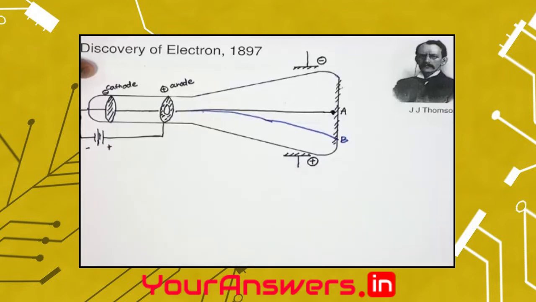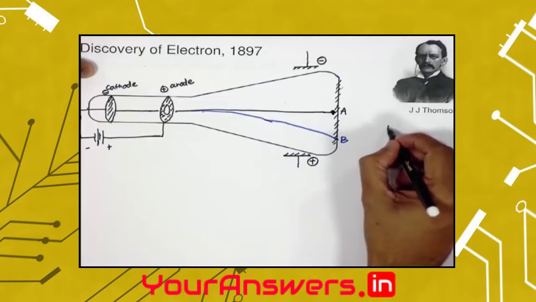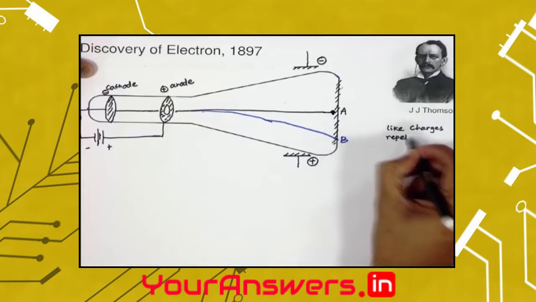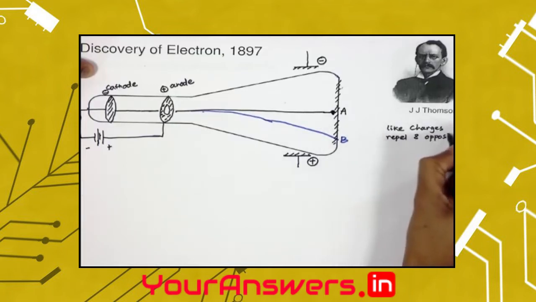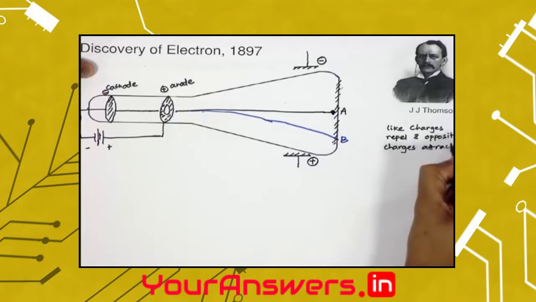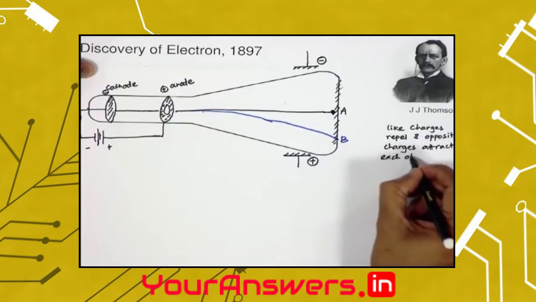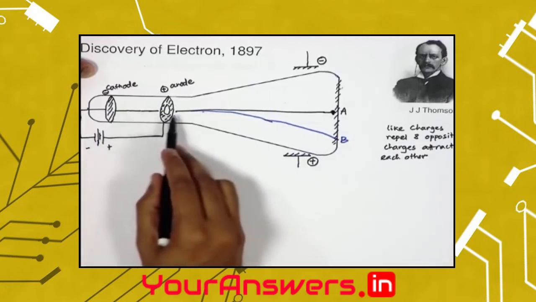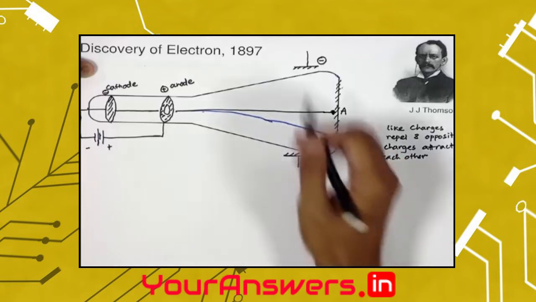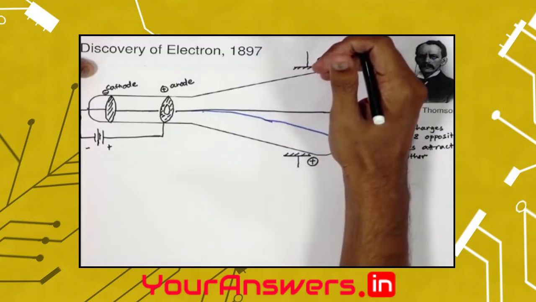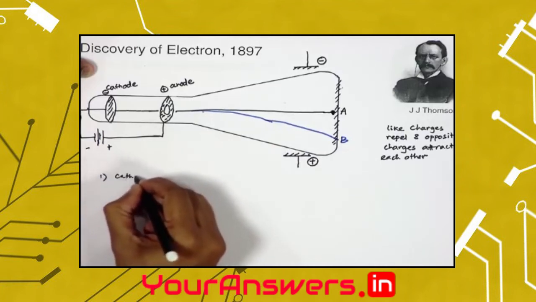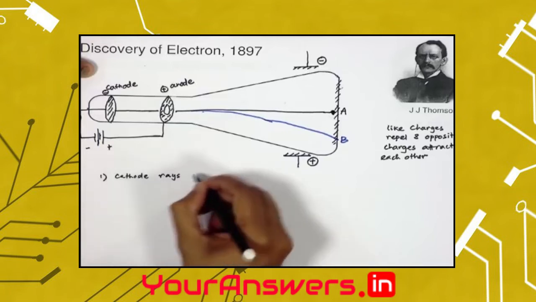We know one thing is that like charges repel each other, and opposite charges attract each other. So, what we see here is that these cathode rays are getting attracted towards the positive terminal and they were getting repelled from the negative terminal. This suggested that these cathode rays are negatively charged.